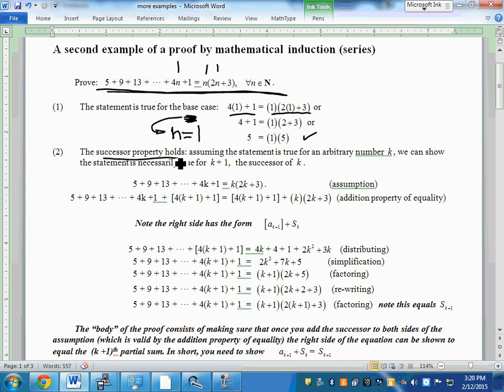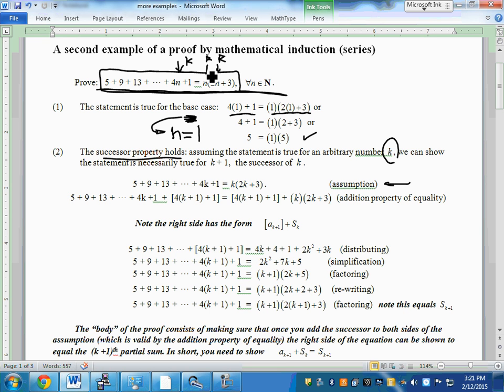So we assume the statement is true for an arbitrary number k, and that's this step here. Let's see the assumption. What I'm going to do is rewrite this original statement over again, but I'm going to replace the letter n with k, there, and there, and there.